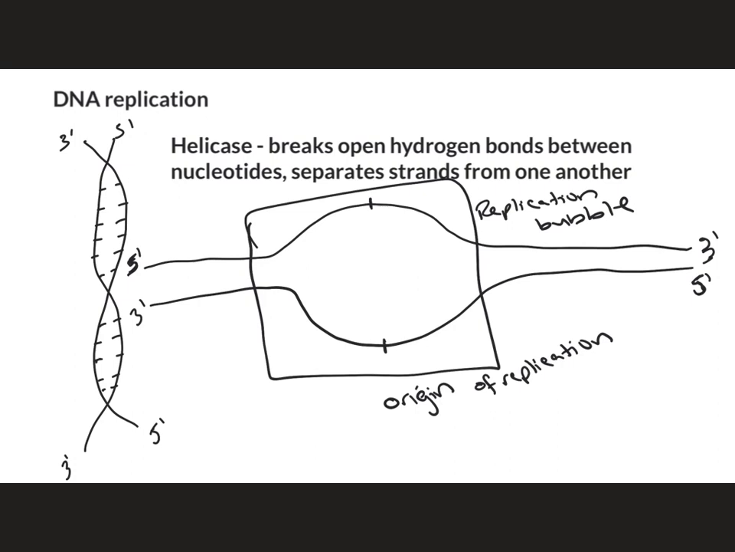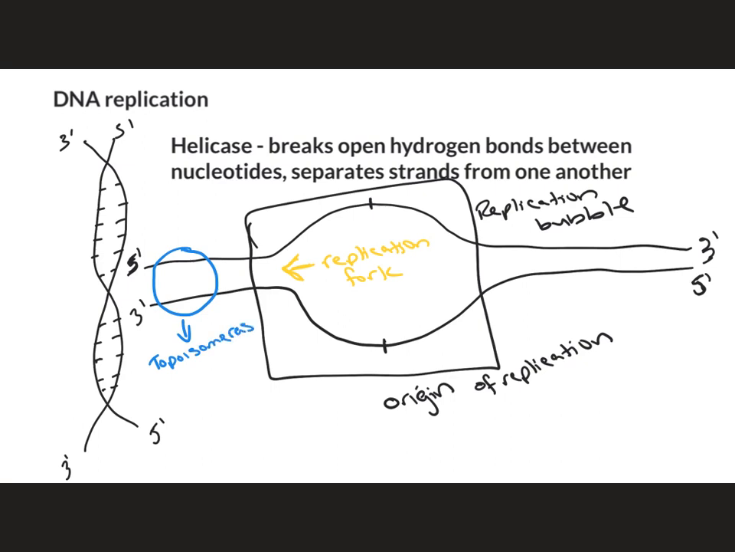Another terminology to look at is that this area right here that is opening up is referred to as the replication fork. So we're going to continue to open up in this direction, and right before the replication fork there's an enzyme that sits right before it, and that enzyme is called topoisomerase.